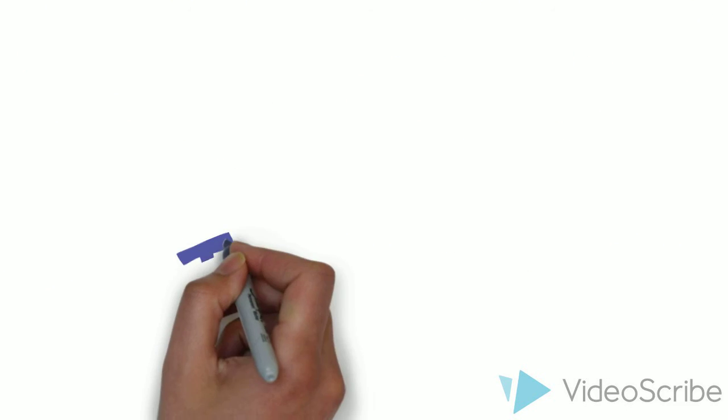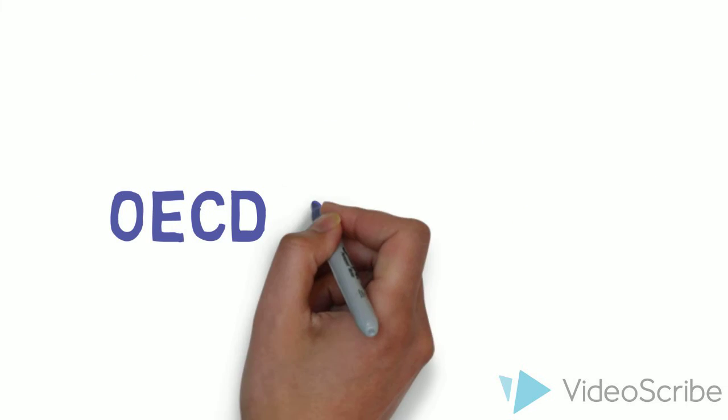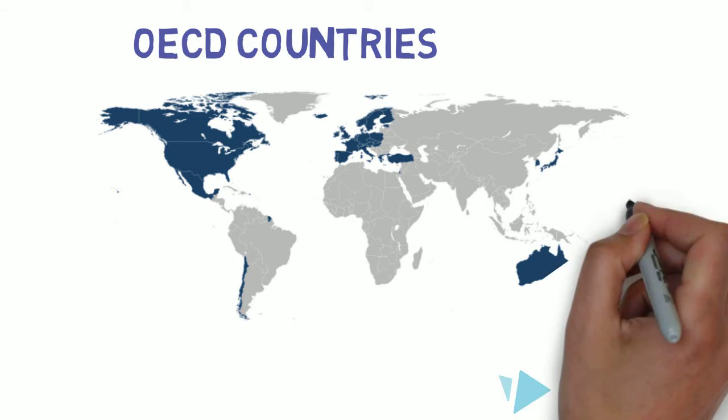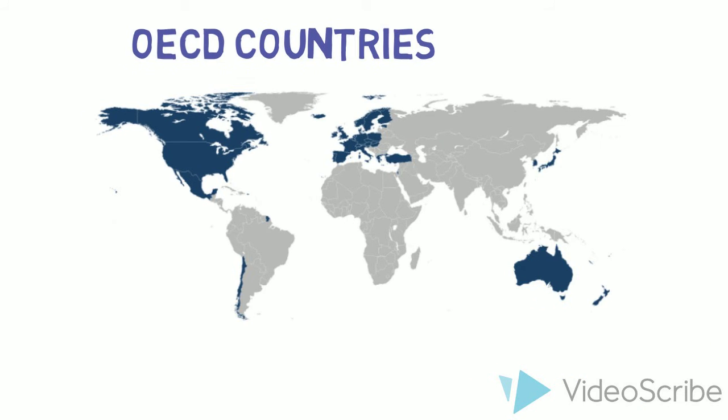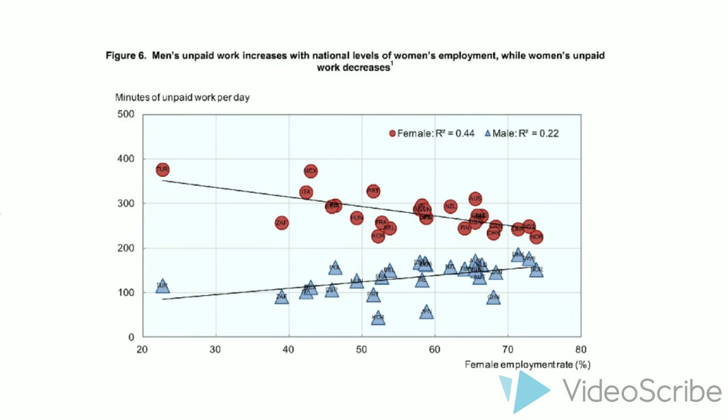Let's now take a look at some trends, starting with OECD countries. While women have traditionally been responsible for housework and caring, they have become increasingly active in the paid labor market over the past few decades and have decreased their unpaid working time. From a cross-country perspective, there is a strong negative correlation between a country's female employment rate and women's average unpaid working time. Part of the slack in unpaid working time is taken up by men, as shown by the positive correlation between a country's female employment rate and men's average unpaid working time.